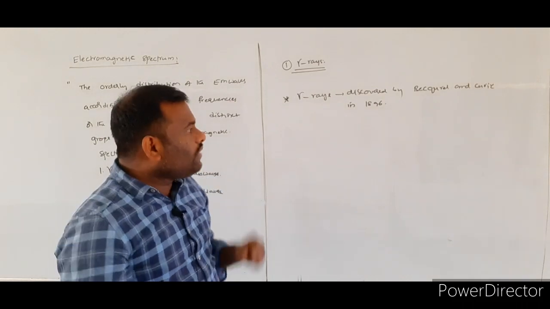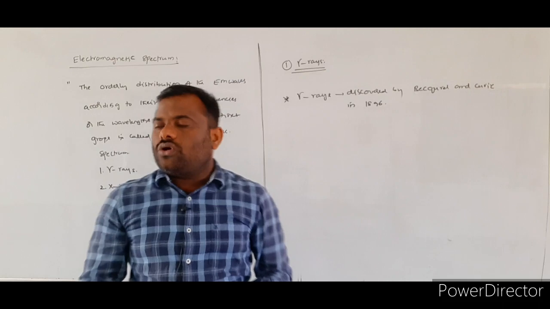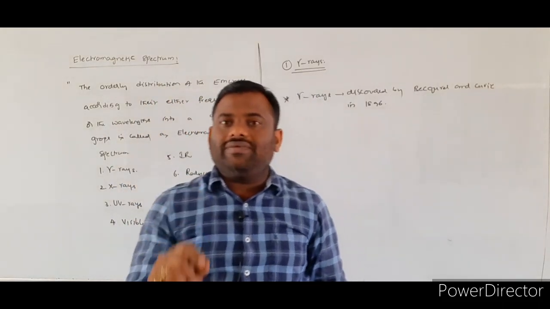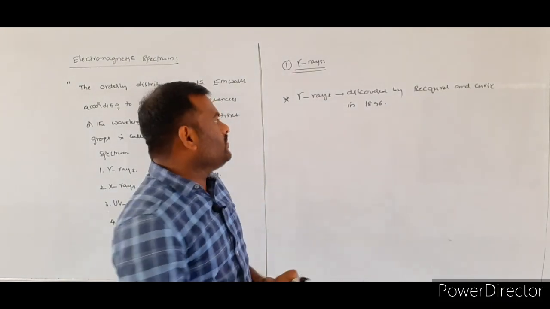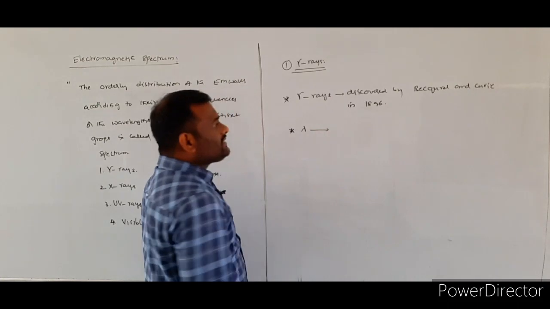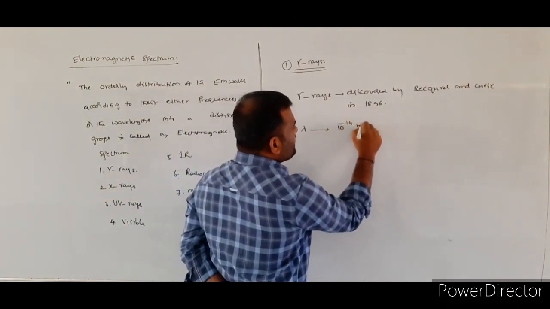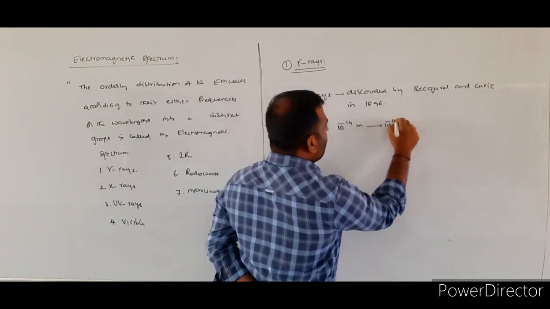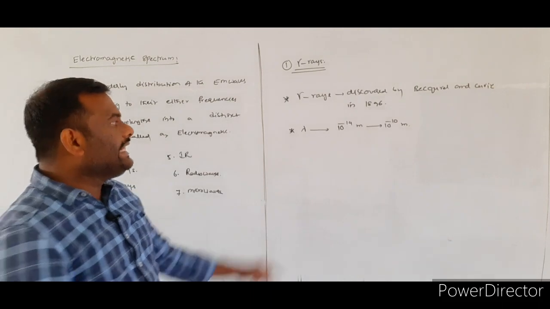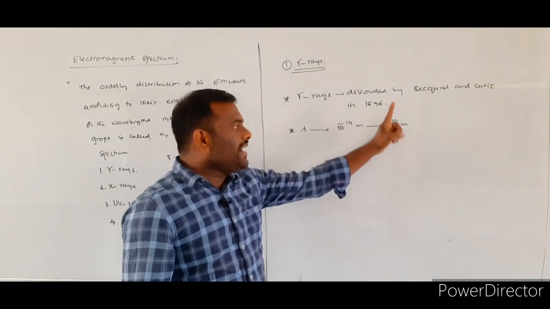What is the wavelength range of the gamma rays? As already told, all these electromagnetic radiations are divided according to either their frequency values or wavelength values. The wavelength of the gamma rays exists in the range of 10 power minus 14 meter to 10 power minus 10 meter.